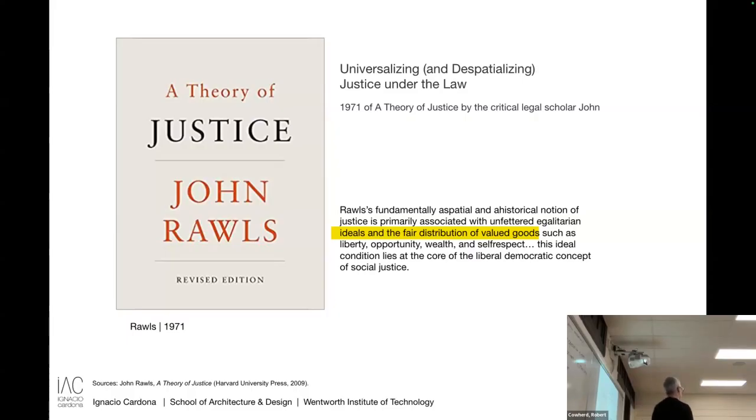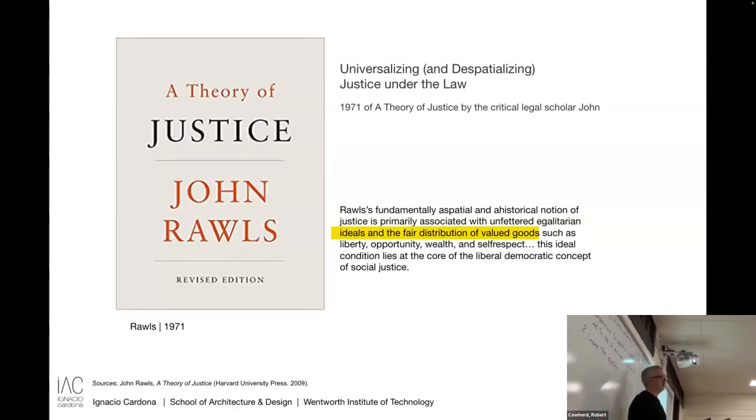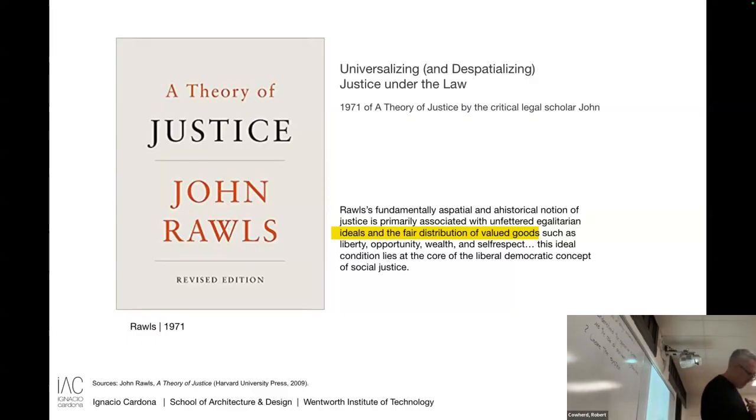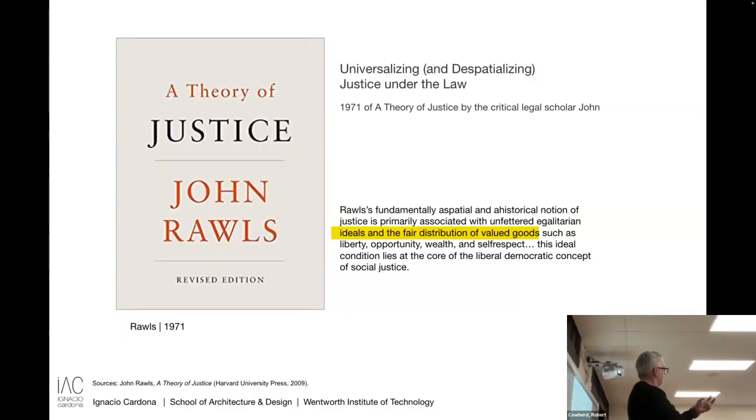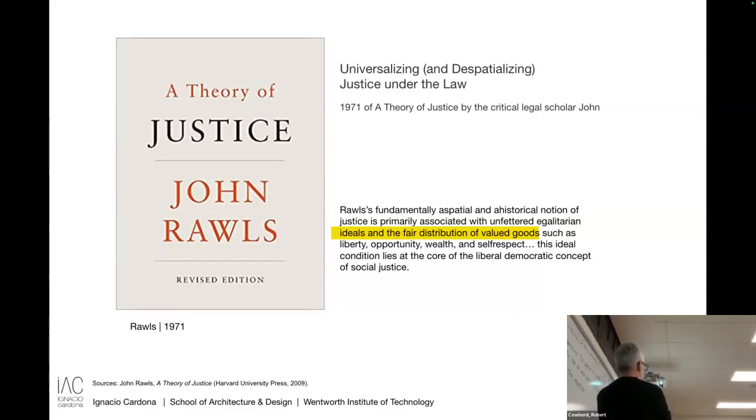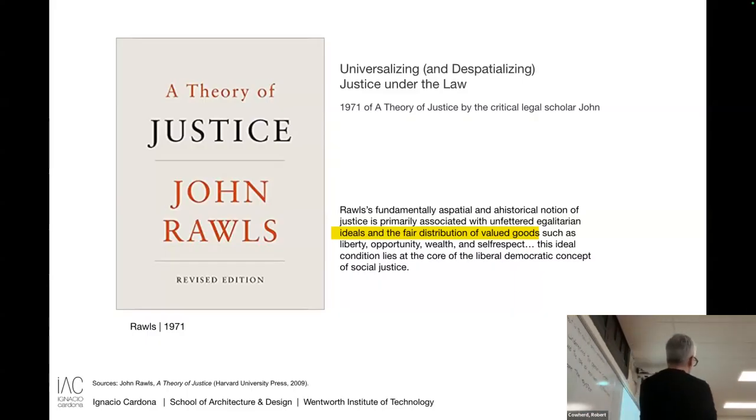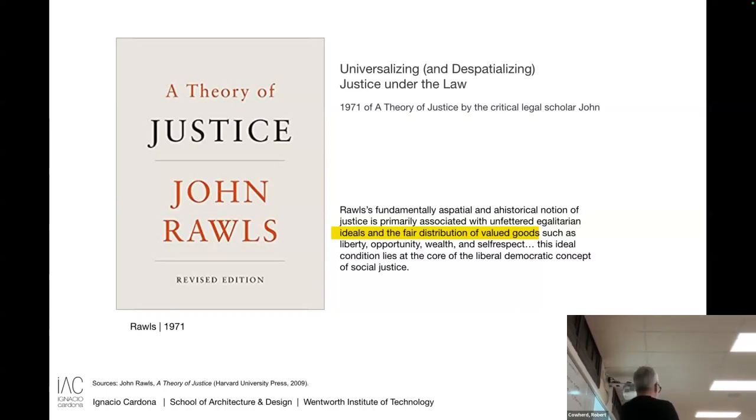The reason I brought that up is that there is a general debate about whether architecture has something to do with justice. There are many people that believe that no. So it's just architecture. We are just architects.